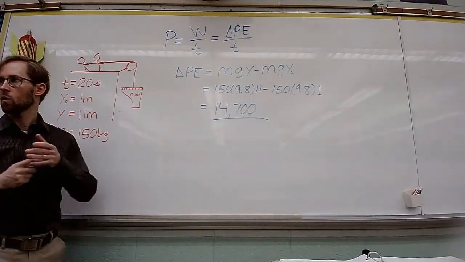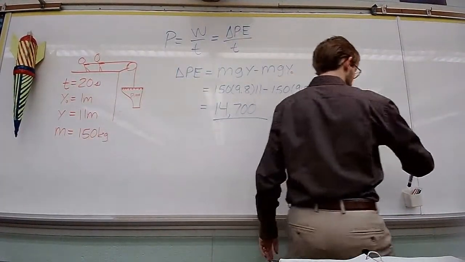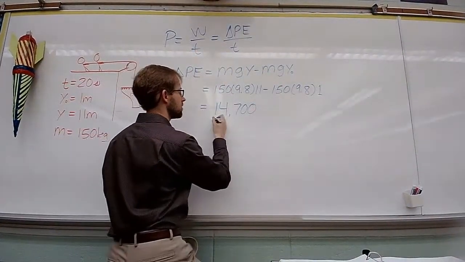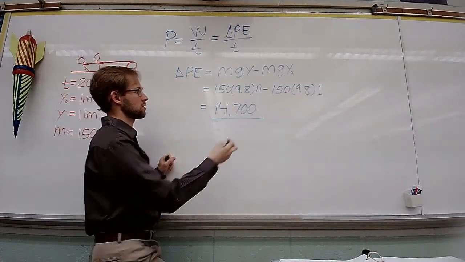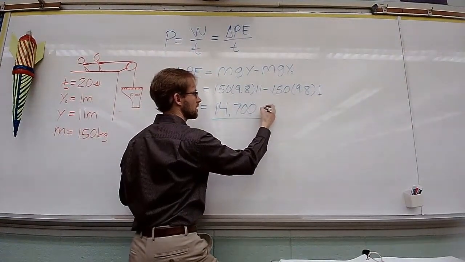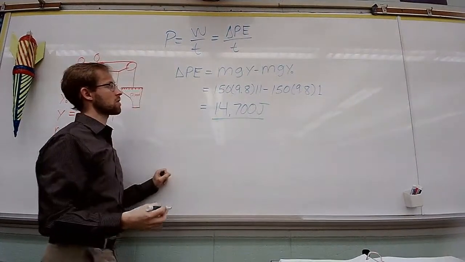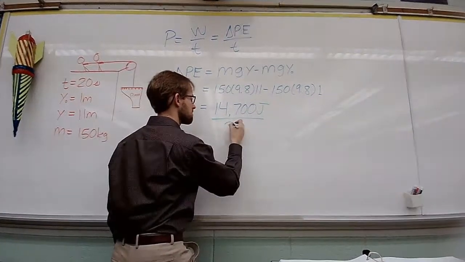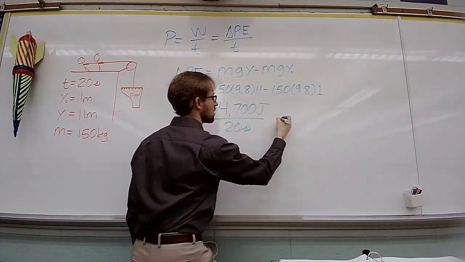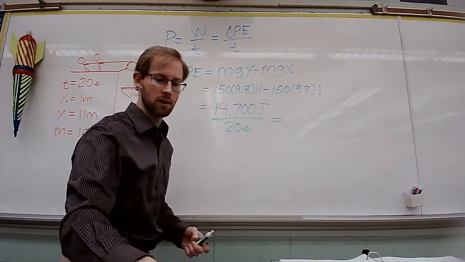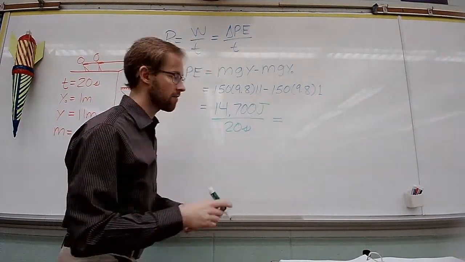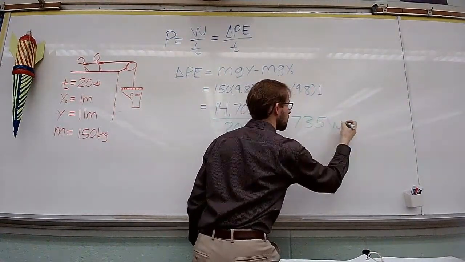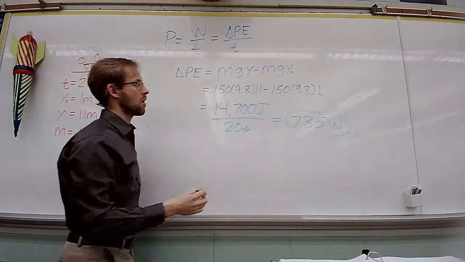So of course then, if you want to figure out what the power is, all you do is divide that amount of work in joules by your time. So it takes 20 seconds to do all this. And let's see where we land. 735 watts. That's the amount of power required.